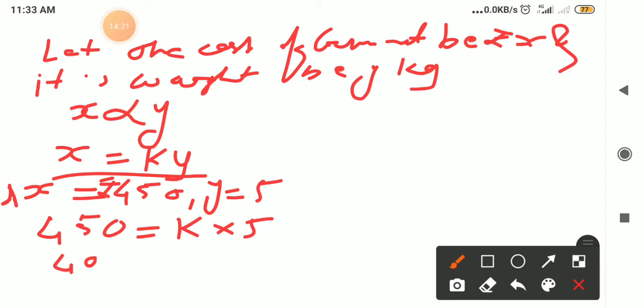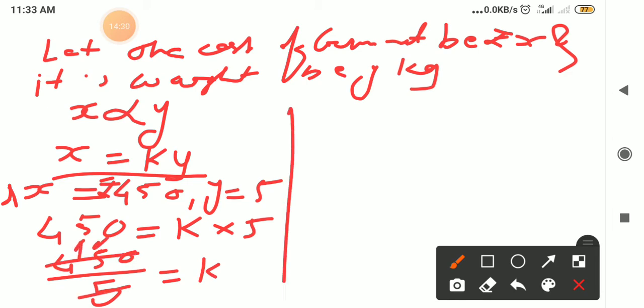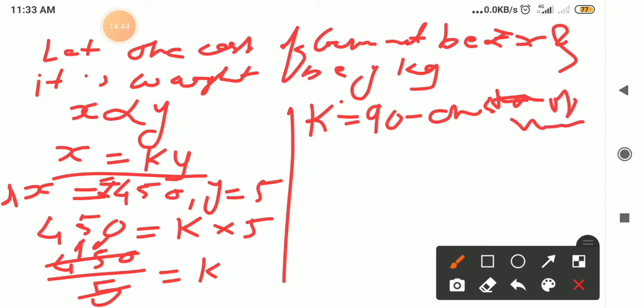So 450 upon 5 equals k. 5 ones are 5, 5 nines are 45. So you will get k equal to how much? 90 rupees. It is the constant of variation.